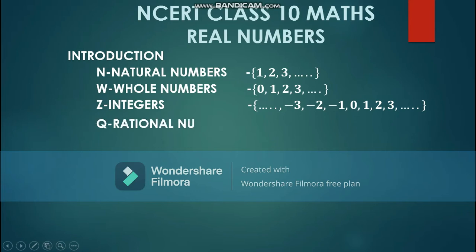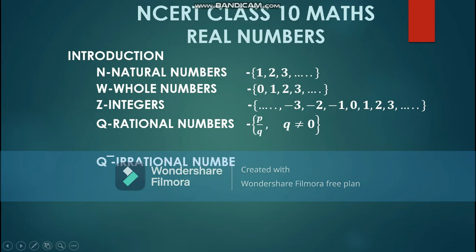So next is rational numbers. Rational numbers are nothing but p by q, where q should not be equal to 0. Next one is irrational numbers. The numbers that are not rational come under irrational numbers. So root 2, root 3, pi, which cannot be expressed as fractions, come under irrational numbers.